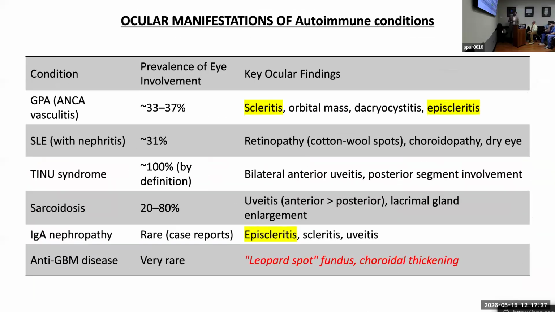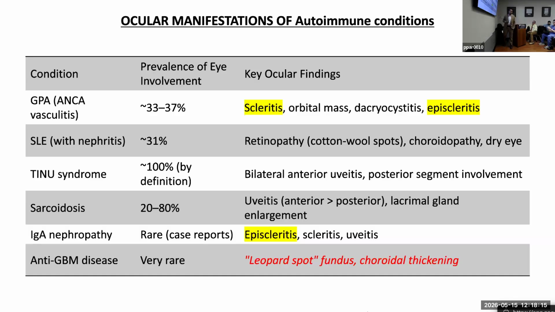Okay, so ocular manifestations of some autoimmune conditions. So in GPA, scleritis and episcleritis we most likely see. SLE with nephritis: retinopathy, cotton wool spots, choroidopathy, and dry eye. Anyone knows what is TINU syndrome? That's an old question for nephrology. Tubulointerstitial nephritis and uveitis. So by definition, they will have 100% uveitis. Sarcoidosis will have uveitis. IgA nephropathy is rarely seen with episcleritis, and I found this very unique.